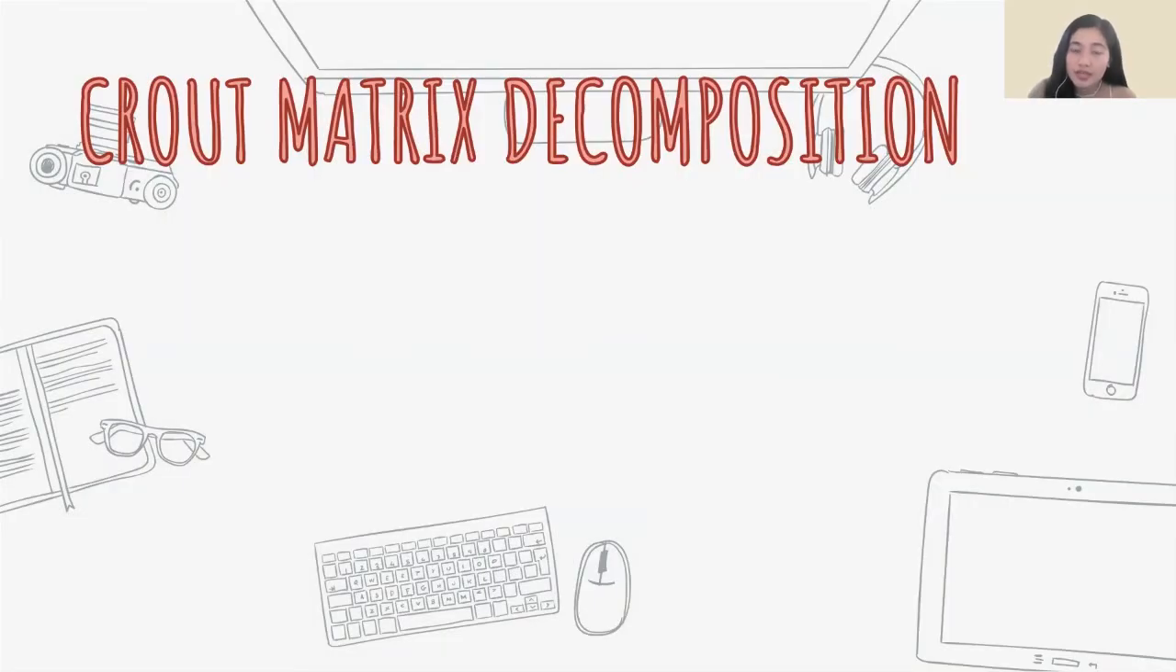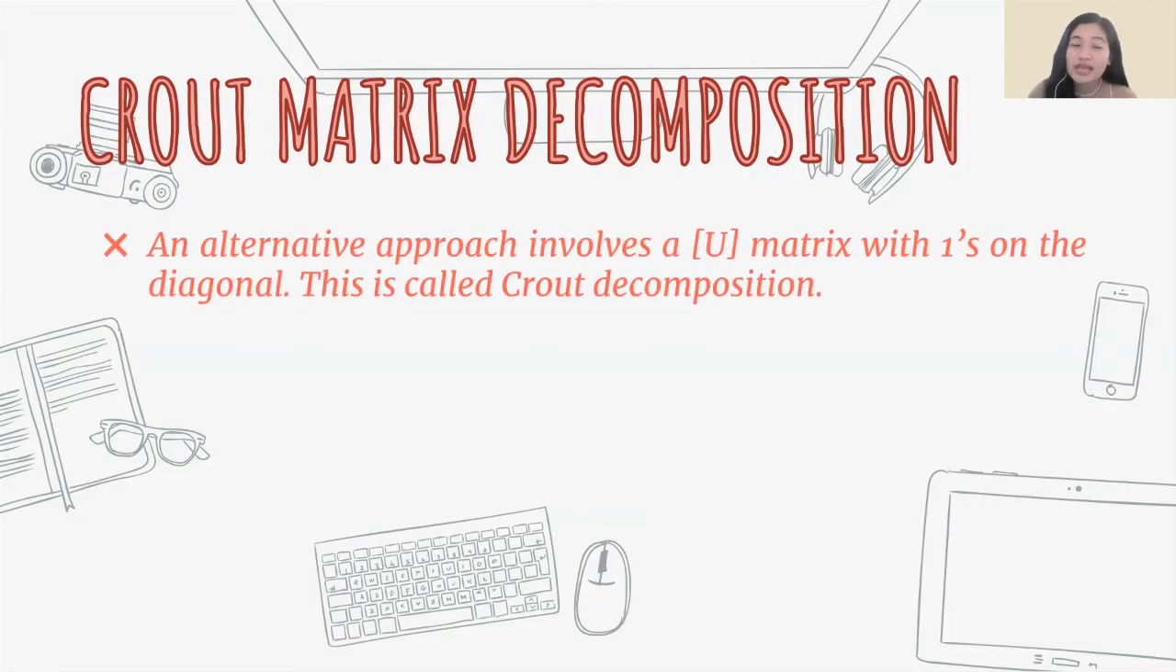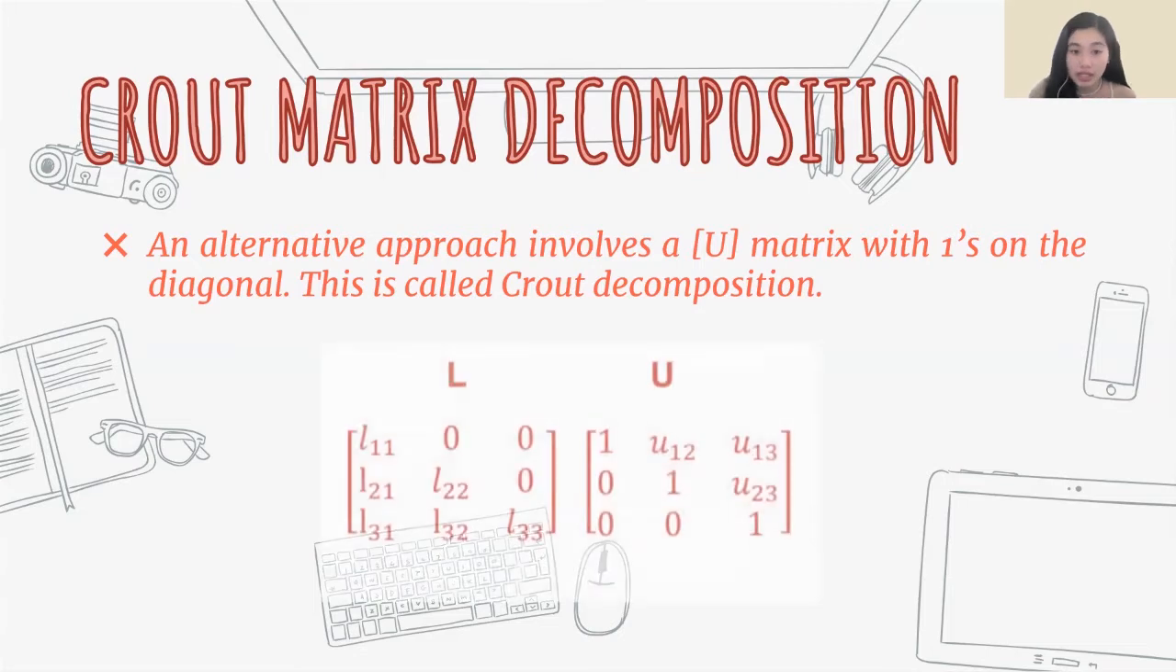As for the Kraut's matrix decomposition, it is known as an alternative approach that involves our U matrix with ones on the diagonal. So this is what we call the Kraut decomposition matrix. The distinction between the two is that in Kraut, we involve the upper triangular matrix wherein the ones are on the diagonal. In the earlier one, we don't have ones on our diagonal, but our upper triangular matrix is just comprised of variables. Those variables signify the values to be sought during the process.